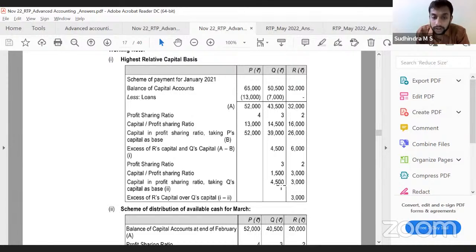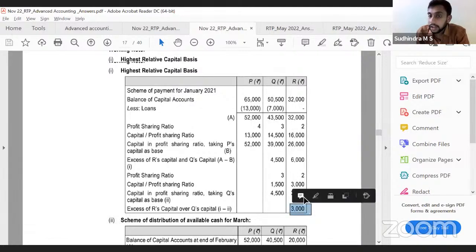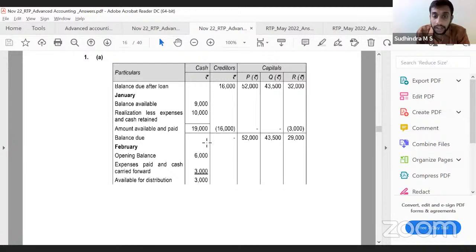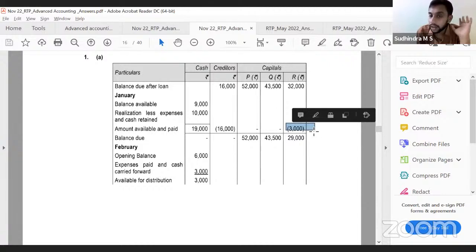So 4,500 minus 4,500 is 0, 6,000 minus 3,000, 3,000 is the excess capital. So we have how much? We have 19,000. Out of 19,000, first 3,000 to R. Right? Okay, 19,000. First we have to pay creditor 16,000. We'll get only 3,000 remaining. That 3,000 remaining entire to R.